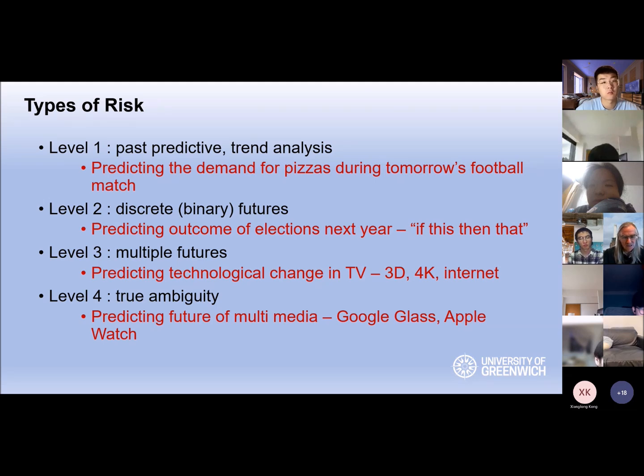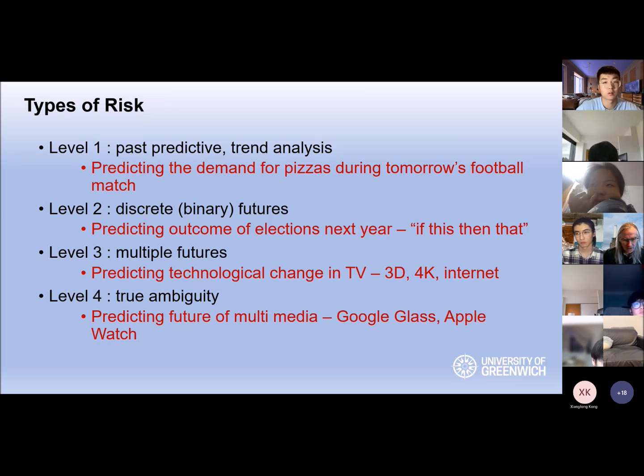Right? Discrete binary futures is where it can go one way or the other. So elections in a country like this are like that. It either goes to the Tories or it goes to the Labour Party. In America, they're at the moment choosing between the Republicans and the Democrats. It'll go one way or it'll go the other way.